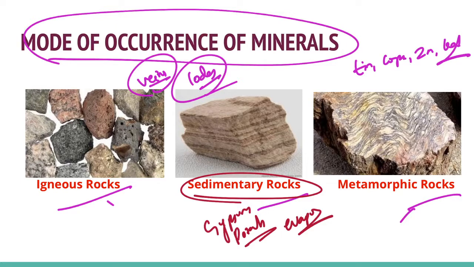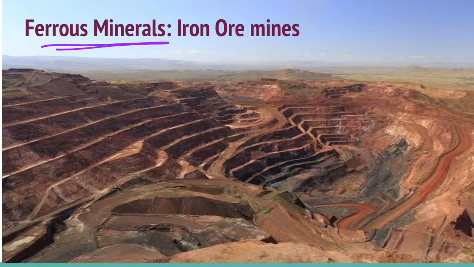Even the ocean water contains a vast quantity of minerals, but most of this is too diffused to be of economic significance. However, common salt, magnesium, and bromine are largely derived from ocean waters. Ferrous minerals. Ferrous minerals are those minerals that contain iron, metallic in nature. Example, iron ore, manganese, etc. The picture shown depicts the iron ore mines. Iron ore is a basic mineral and the backbone of industrial development.